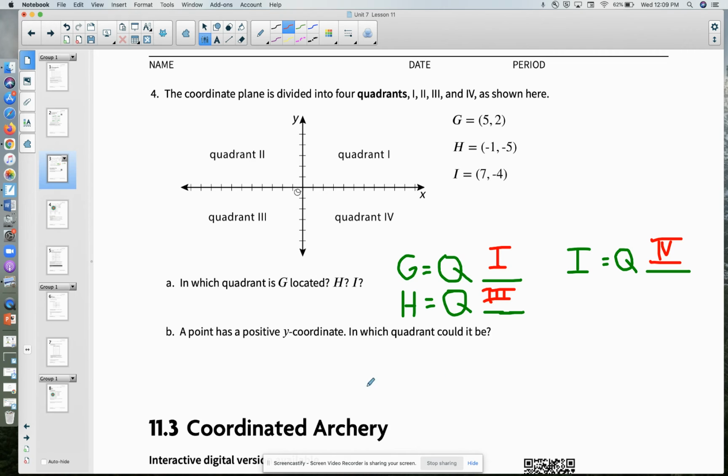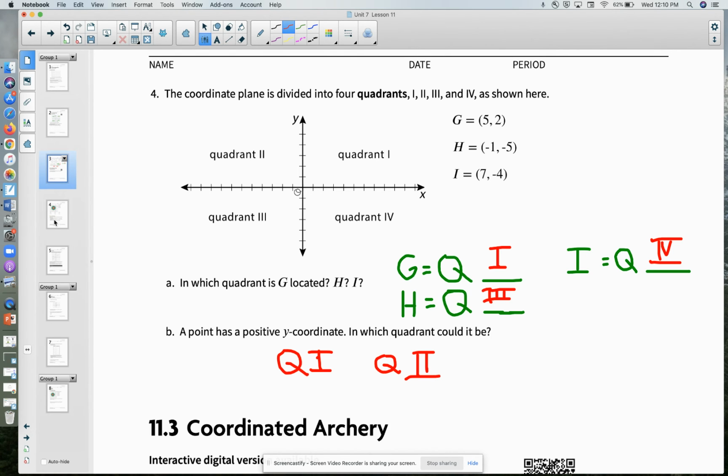Okay? A point has a positive y coordinate. In which quadrant could it be? So they're saying the second number is going to be a positive number. Which quadrant could it be? Think about that. I think there's going to be two answers. So quadrant 1 for sure. And then which one would have a positive number on the second one? That's right, quadrant 2. Very good. I don't think there's any others.